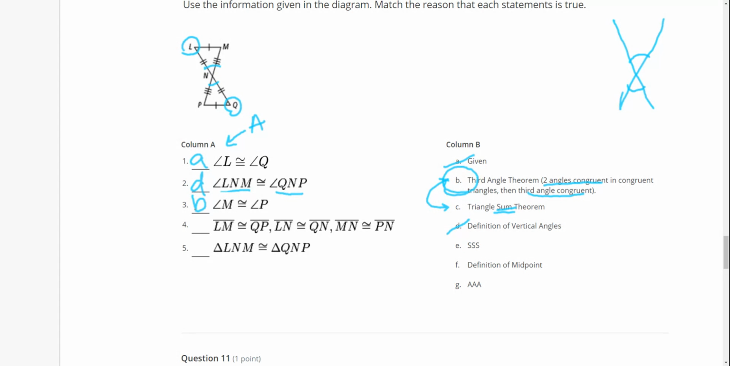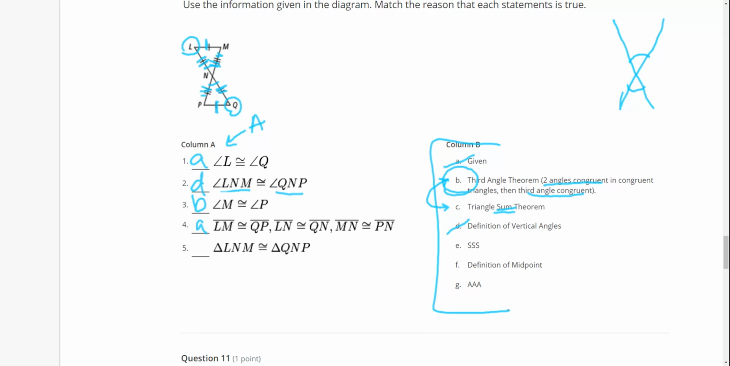So what about LM, QP, LM? So that's this one, and QP, and LN, and QN. Well, why do I know all of those sides? And I might have to use something over again. Are they also given to me? Yeah, those are also given to me. So you can definitely use your answer choices more than one time. It's one of the things that makes these tests hard.